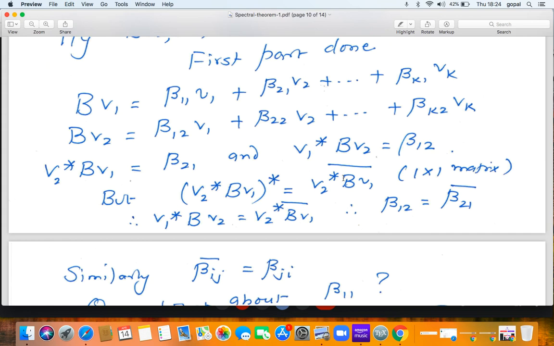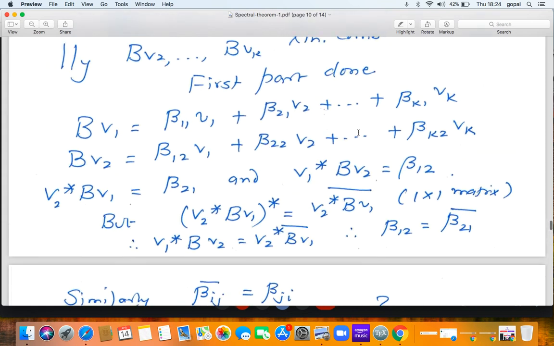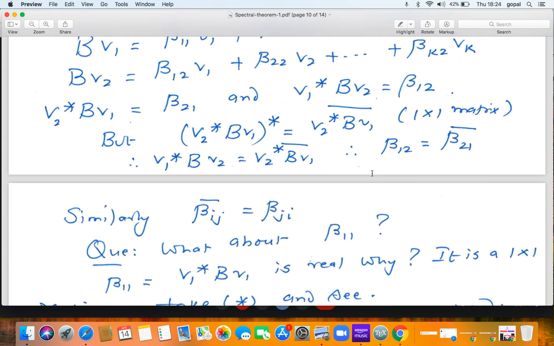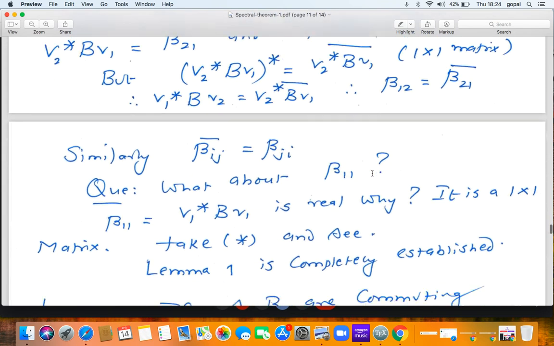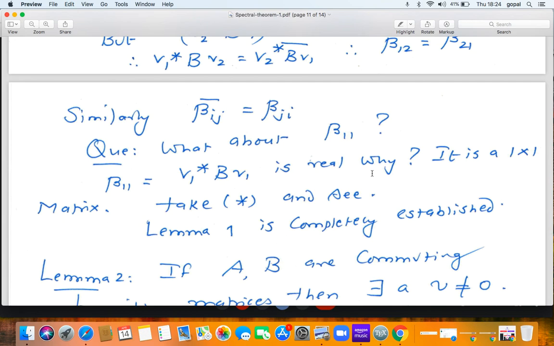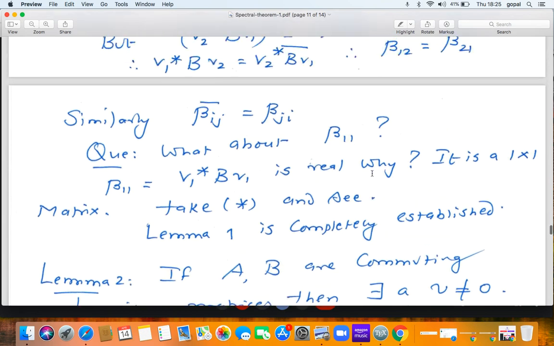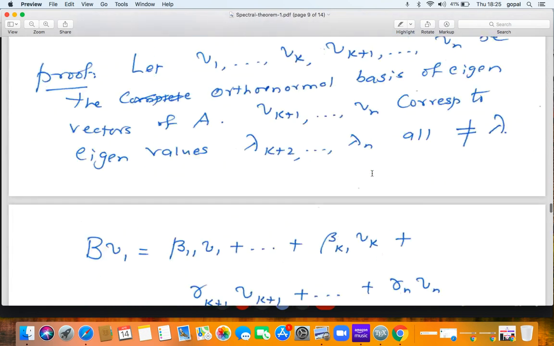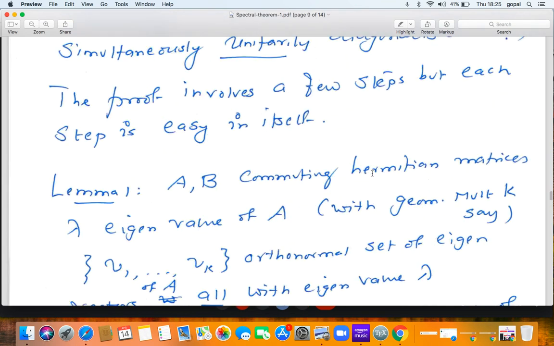So we got the equality beta 12 equal to beta 21 bar. Similarly, beta ij will be the same as beta ji bar. And you can check that beta 11 must be real, beta 22 must be real, etc. Okay. So the lemma is completely established. It's an important stepping stone.